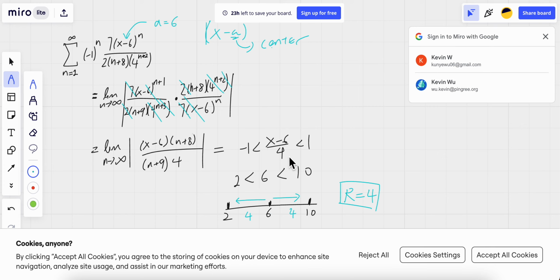So we just plug in the center for x, and then we can think of this as a number line. The distance between 2 and 6 is 4, and between 10 and 6 is also 4. So that means our radius of convergence is 4.